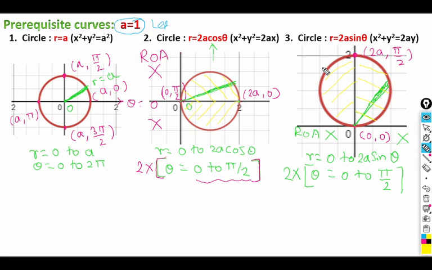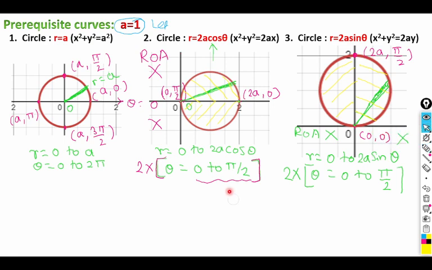So there are 3 circles you require: r equal to a, r equal to 2a cos theta, and r equal to 2a sin theta. r equal to a is a circle with center 0, 0 and radius a. For 2a cos theta, the diameter 2a is on the x-axis. For 2a sin theta, the diameter 2a is on the y-axis. So that is about the third curve.